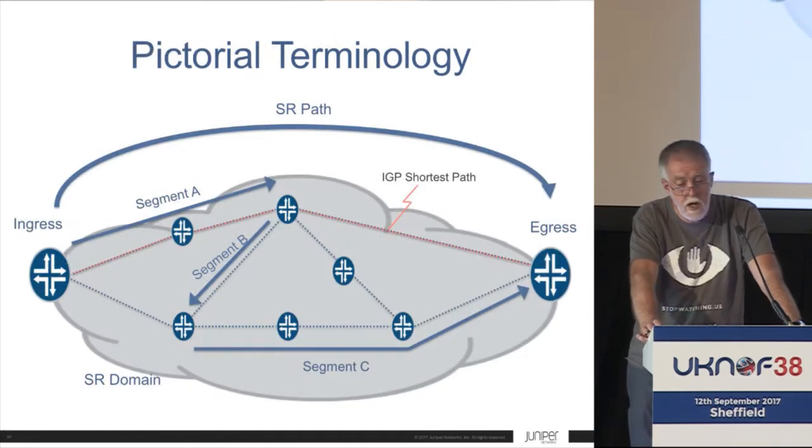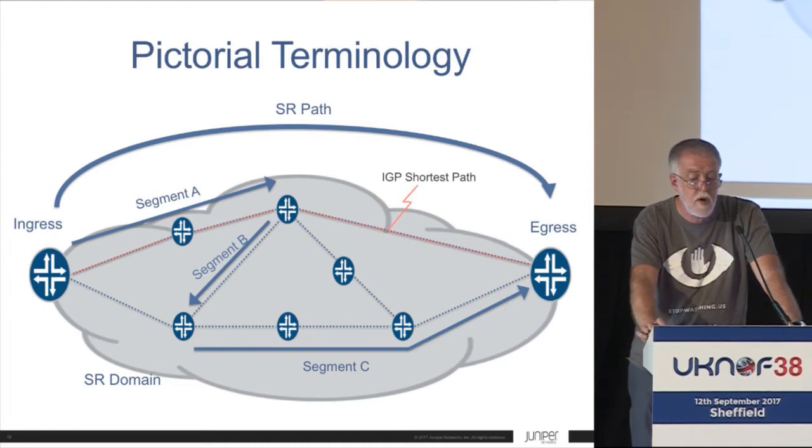So there's a picture of exactly that. You see the end-to-end SR path. You see what is obviously the IGP shortest path. And we've got 3 blue segments there taking the traffic off that shortest path and home to the egress.